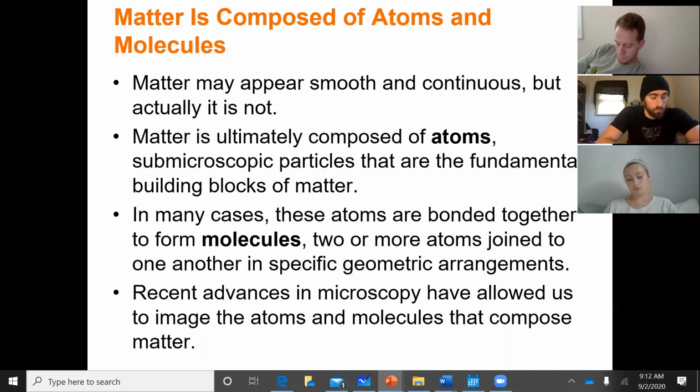In order for it to be a molecule, it needs to have two or more atoms joined together, in a specific geometric arrangement. Water is an example of a molecule, right? H2O. How do we know it's a molecule or a compound? We would be able to write a chemical formula for it. And recent advances in microscopy have allowed us to image the atoms and molecules that compose matter. We can use electron microscopes to actually see the shape of the individual atoms.